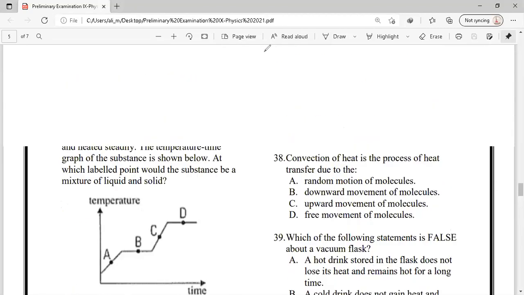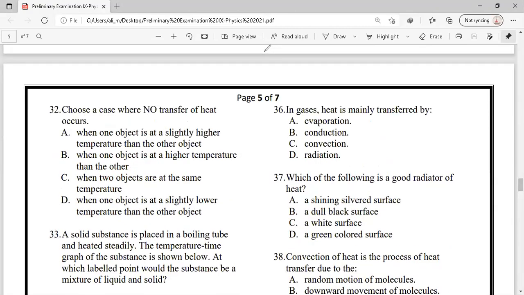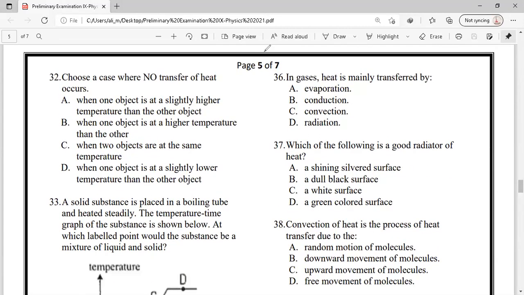Let's see our question number 36. In gases, heat is mainly transferred by which process? The process of heat transfer through liquids and gases is known as convection. So convection is a process through which heat is transferred in fluids. So option C is the correct answer.